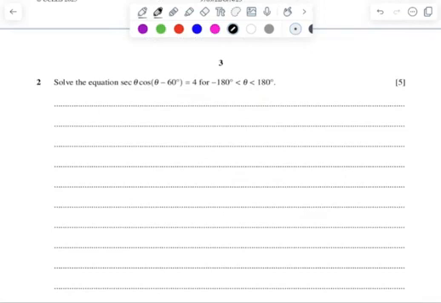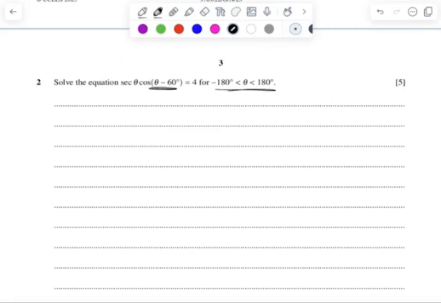Next, solve the equation sec theta times cos of a compound angle is equal to 4. Okay, so they're just giving me an equation, and I need to find all the values between minus 180 and 180. So just watch out. These days they seem to be giving domains that go into the negative as well. So that's important just to take note of.